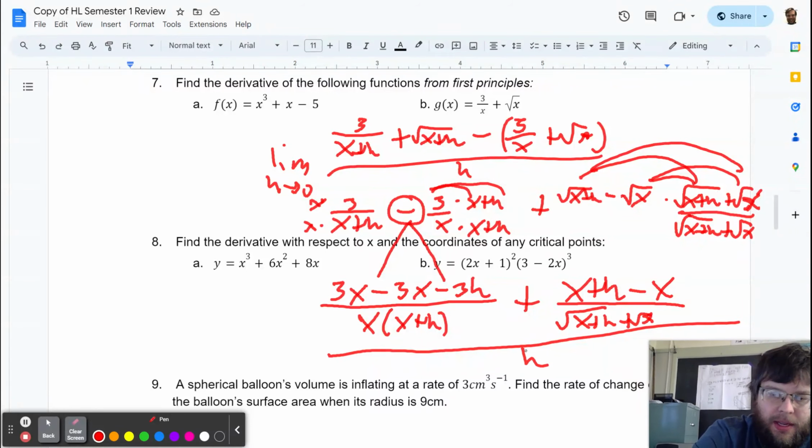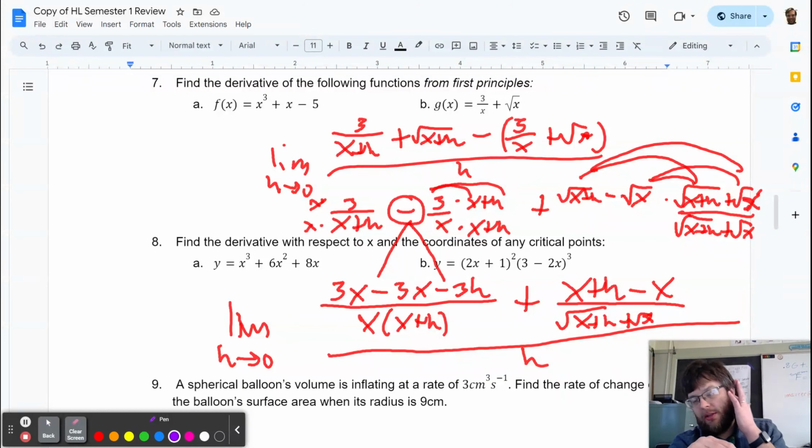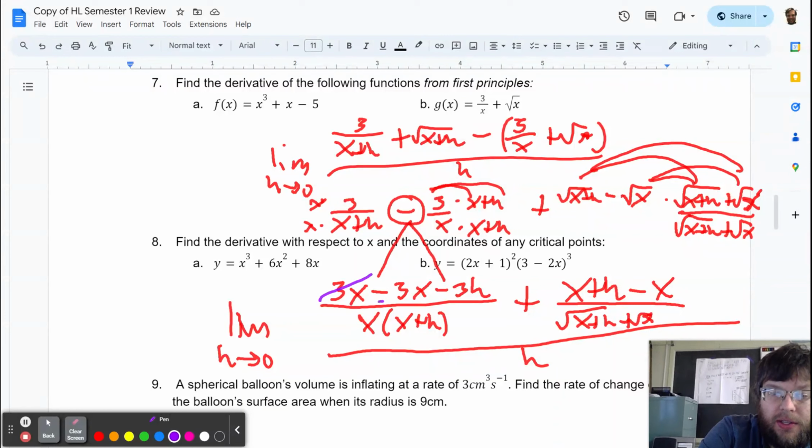All of this is divided by h. All of this is the limit as h approaches 0. I know I'm going kind of quickly. Please ask me if you want me to spend any more time on any of these problems. 3x cancels 3x. x cancels x. Now h is left over on the top, so I can go h cancels h and h like that.